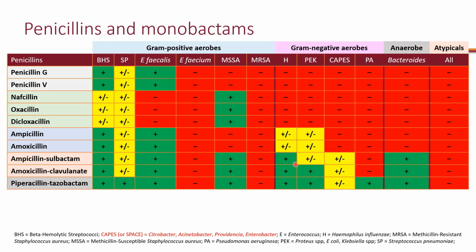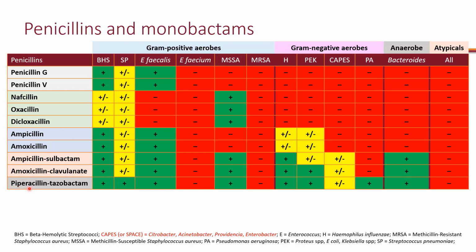And more importantly, they also gain activity against Bacteroides, which are anaerobic organisms. Okay, so Bacteroides also make penicillinases that pretty much kill the majority of penicillins, but the ones that have a beta-lactamase inhibitor, including piperacillin-tazobactam, gain activity against Bacteroides. Now, Bacteroides become very important when we talk about intra-abdominal infections.